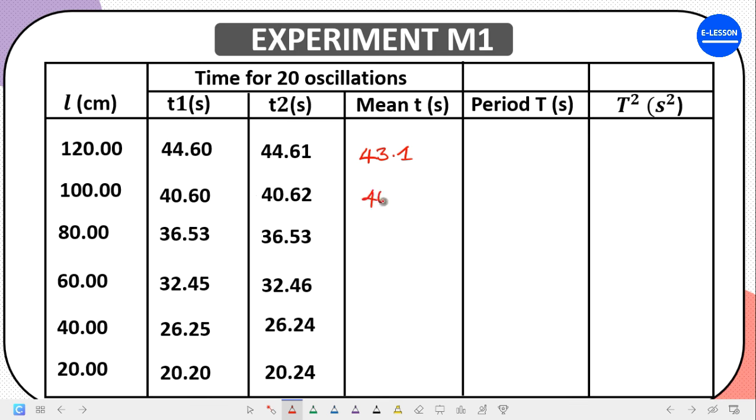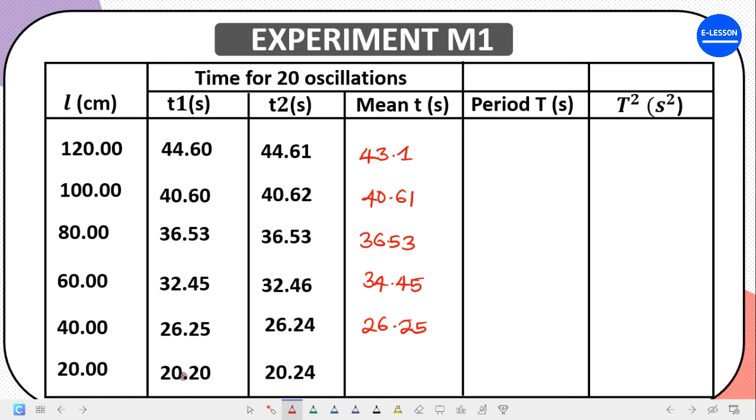So here is 40.61. Here is 36.53 plus 36.53 divided by 2, which will still give us 36.53. Then 32.45 and 32.46. 32.45 plus 32.46 divided by 2 will give us 32.45 as the mean value, right? It's 45 something, but let's take 32.45. Then 26.25 and 26.24. Let's take 26.25 as our main value. When you add it, the approximate value will also give us 26.25.